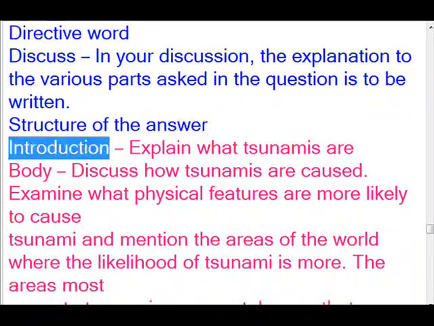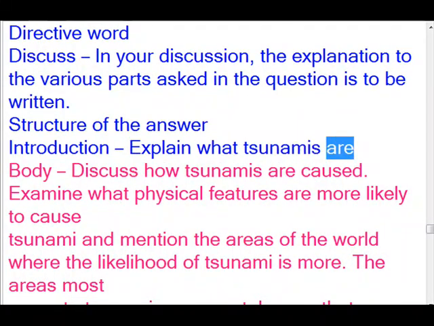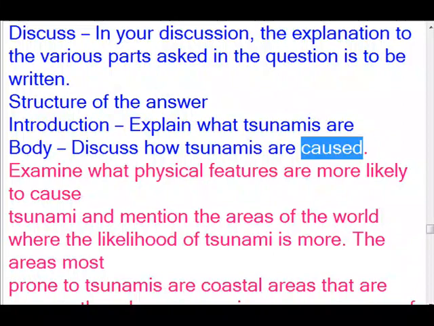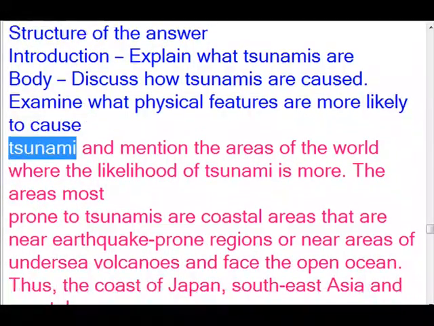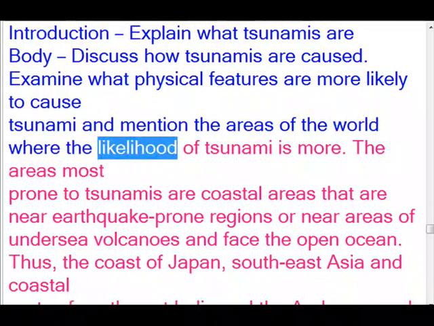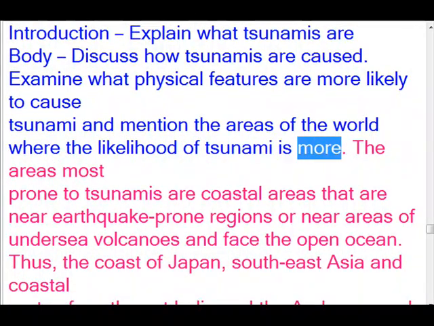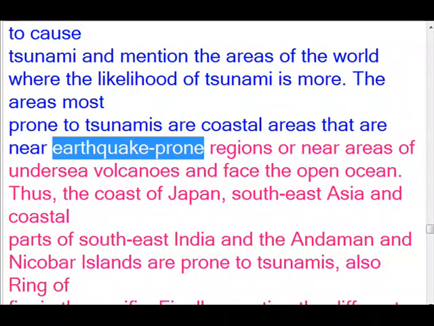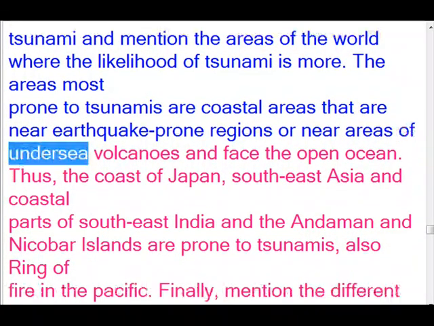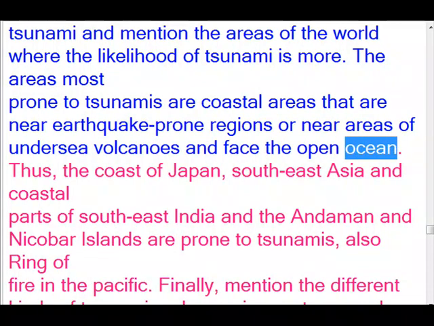Structure of the answer. Introduction. Explain what tsunamis are. Body. Discuss how tsunamis are caused. Examine what physical features are more likely to cause tsunami and mention the areas of the world where the likelihood of tsunami is more. The areas most prone to tsunamis are coastal areas that are near earthquake-prone regions or near areas of undersea volcanoes and face the open ocean.